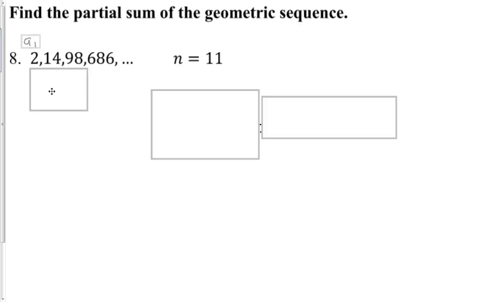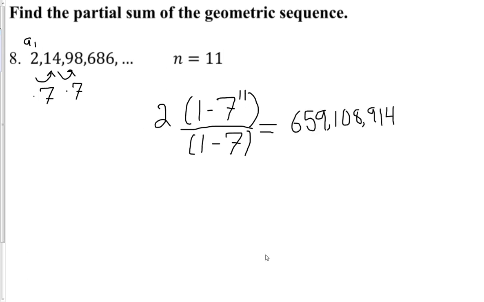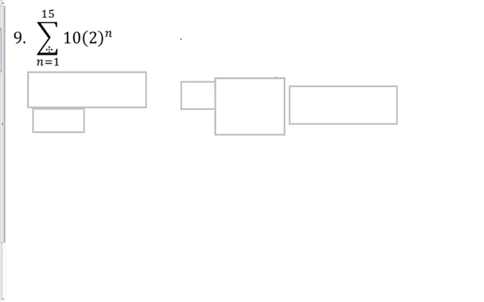So, again, unboxing these, we've got 2 times 1 minus 7 to the 11 over 1 minus 7. In the calculator, we get 659,108,914. Okay. Moving to the next one.